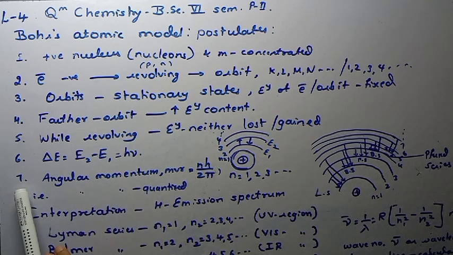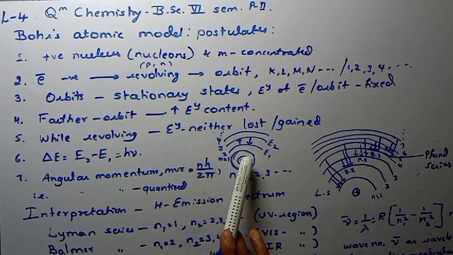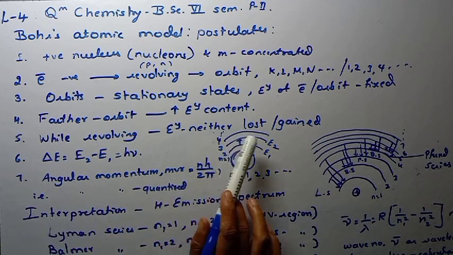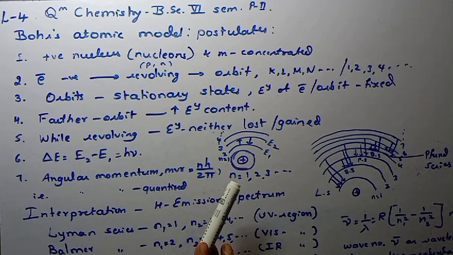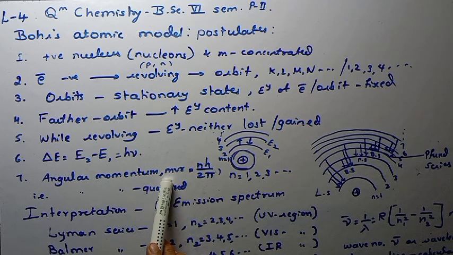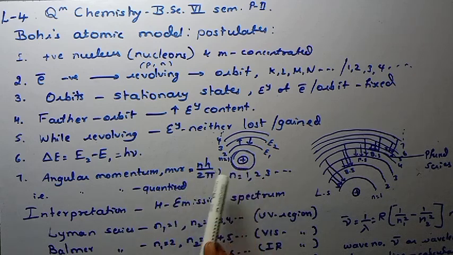The last point: you have seen that the electron shifts from one position to another when there is a change in energy. Now according to Bohr, the electron will occupy only those orbits in which its angular momentum is exactly equal to n into h by 2 pi. Here m is the mass of the electron, v is the velocity of the moving electron, and r is the radius of that orbit. So mvr is the angular momentum.